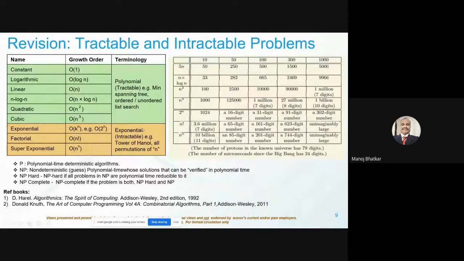Some examples: the Tower of Hanoi problem, you might have heard about this in computer science. Any permutation, like factoring a very, very large prime number, for example. These are the problems that become intractable or of exponential complexity. The similar notation is polynomial time deterministic algorithm, which we call P. NP, again non-deterministic, guesswork.